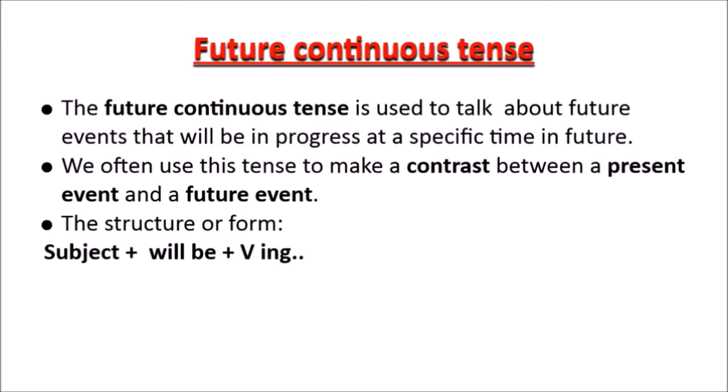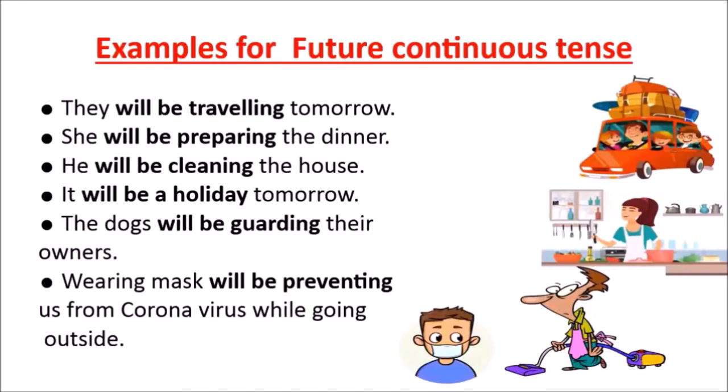Okay, so I have given the structure of future continuous tense. Look at the structure: subject plus will be plus verb ing. Clear? Now let's move on to the examples for future continuous tense. I have given a list of examples.